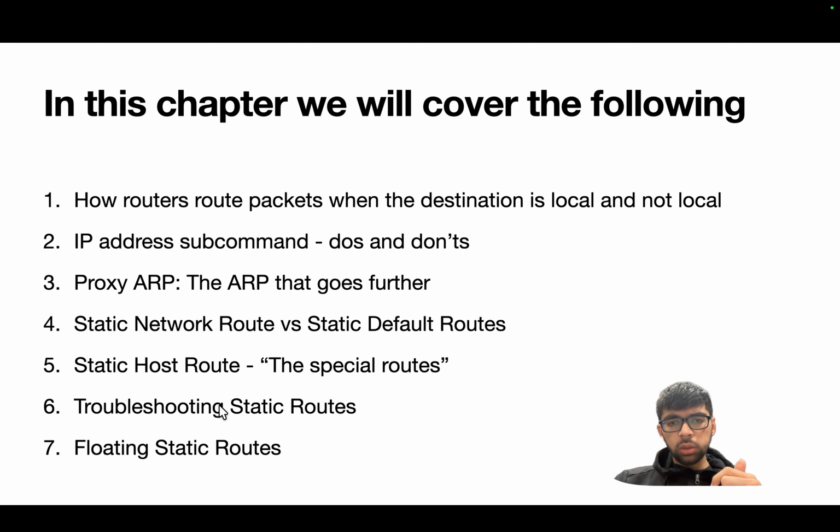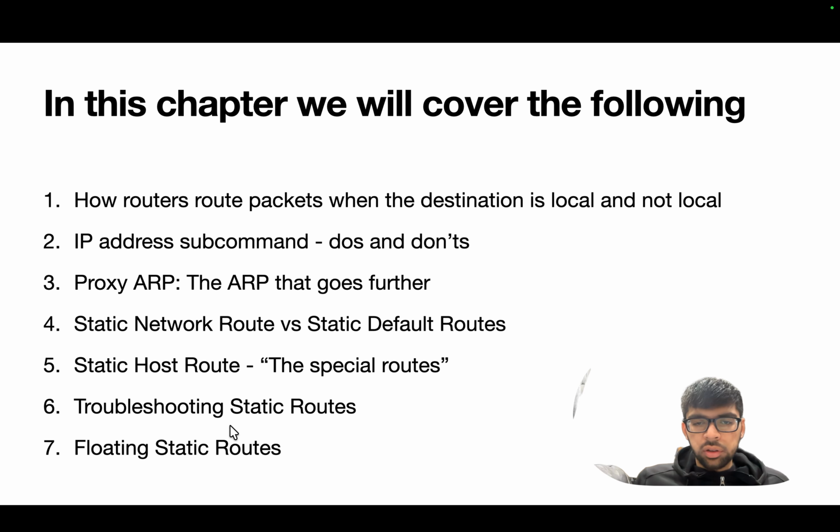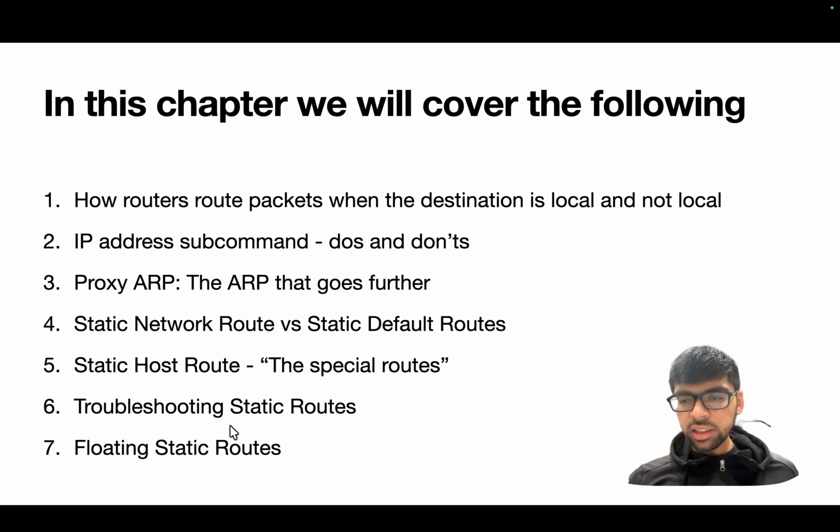Static network routes and static default routes, static host routes, which I think of like a special route, troubleshooting static routes, and then finally floating static routes. So a lot of different variations of configuring routing here, but I'll be trying to make this simple for you guys, and it should be a really good lesson. I'm really excited, so let's get into it.